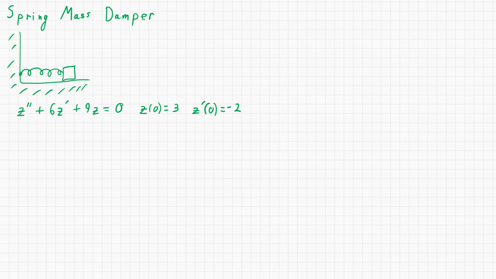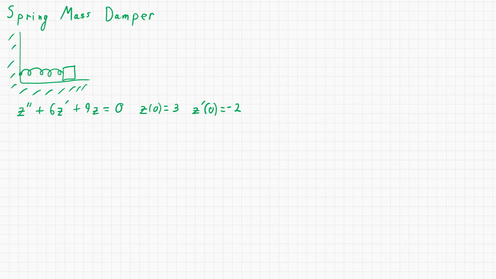This is another spring mass damper initial value problem, and it's going to have repeated real roots. So you can actually have all three cases for spring mass damper. There's going to be distinct real roots, there's going to be repeated real roots, and there's going to be complex roots, and they're all going to be physically possible systems. So they'll have a positive mass, they'll have a positive coefficient of friction, and they'll have a positive spring constant.